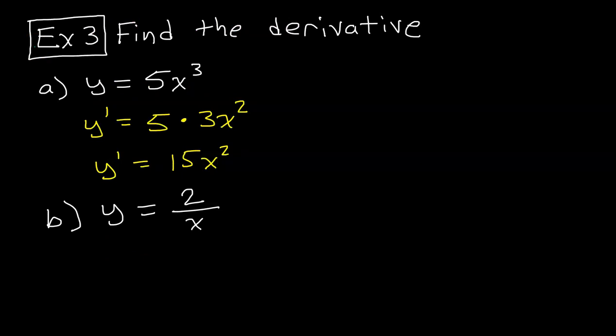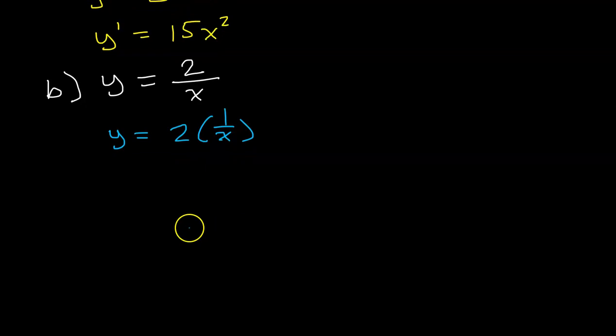Take a look at part B. Let's go ahead and rewrite this so we can use the power rule. So this would be the same thing as y equals 2 times 1 over x. And then this would be the same thing as having 2 times x to the negative 1 power. So now we can go ahead and find the derivative.